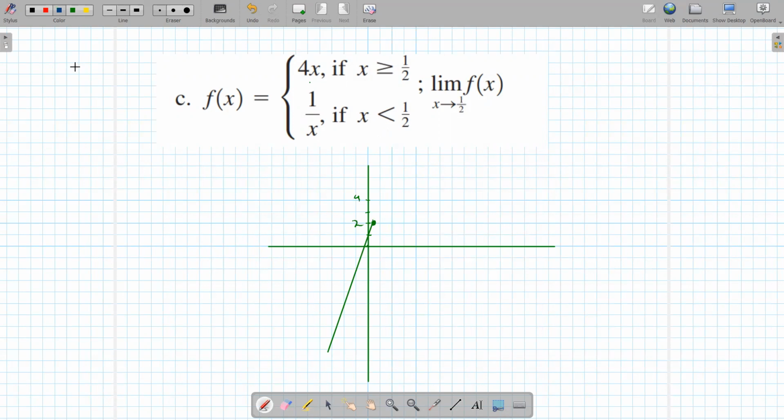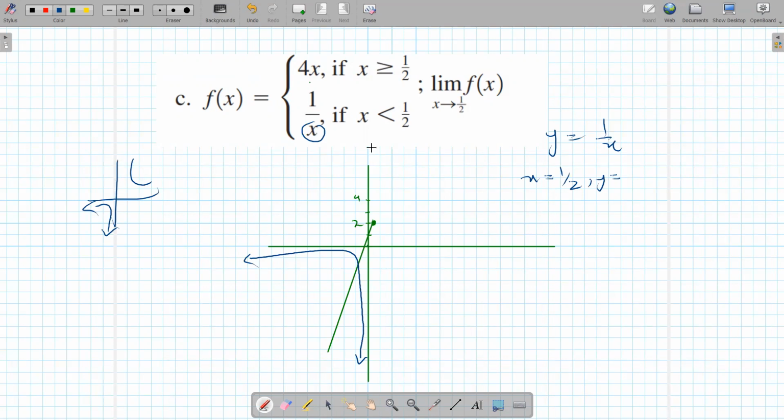Now the second guy is a little bit weirder to graph. 1 over x looks like this. So I guess on this side, we don't really have any issues. But on the other side, we do. When x is 1 over 2, what does 1 over x give us? So let's say y is 1 over x. When x is 1 over 2, what's the y value? It's 2. Yeah, it's 2.